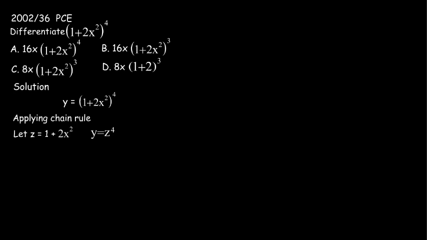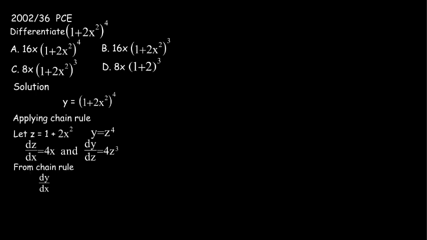Our next step is to find dz over ds and dy over dz. Now, dz over ds will be equal to 4s, because if we differentiate 2s squared using the general formula, it becomes 4s. 2 times 2 is 4, and removing 1 from the power, we are left with just s, so that's 4s. And dy over dz will be equal to 4z raised to the power of 3. 4 times z, and removing 1 from the power, we are left with 4z raised to the power of 3.